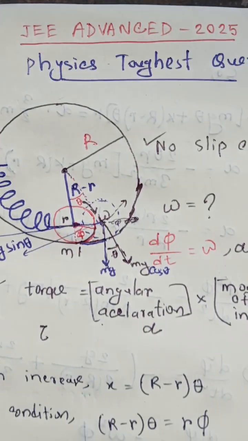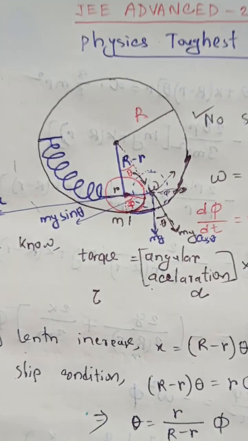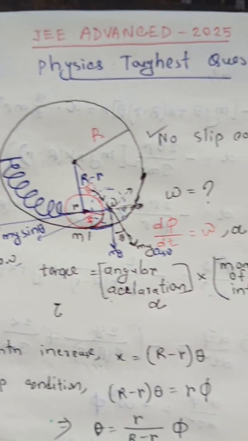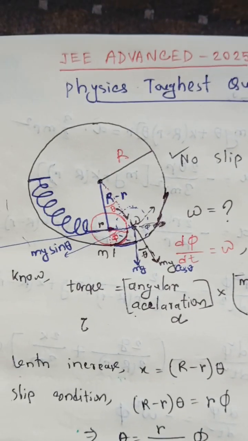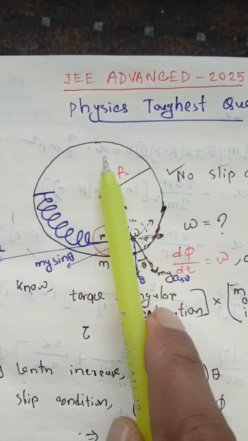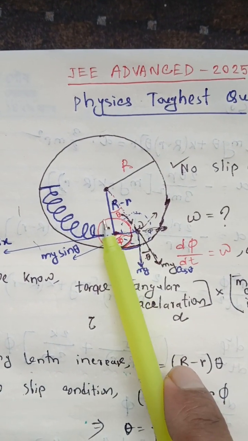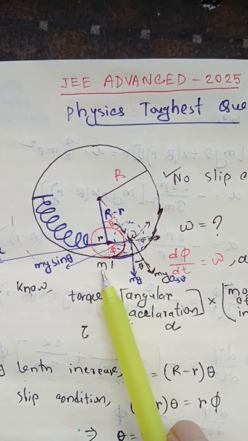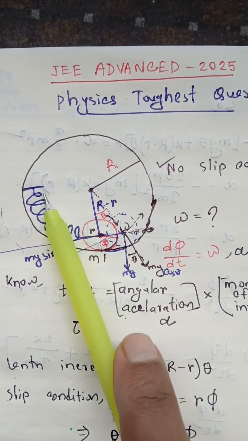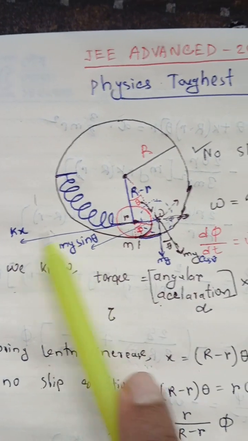Today we solve JEE Advanced 2025 Physics toughest question. In this question we have to find the angular velocity of the small disc. Here we show a big ring. Inside the ring we find a disc of mass m connected through a spring whose spring constant is k.